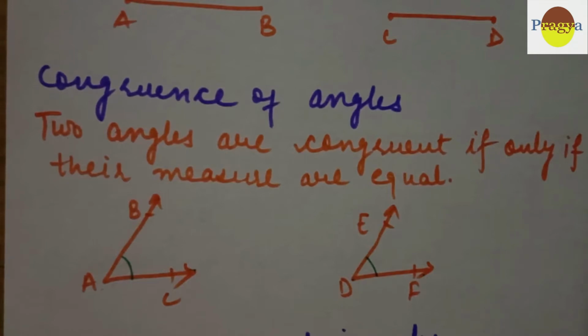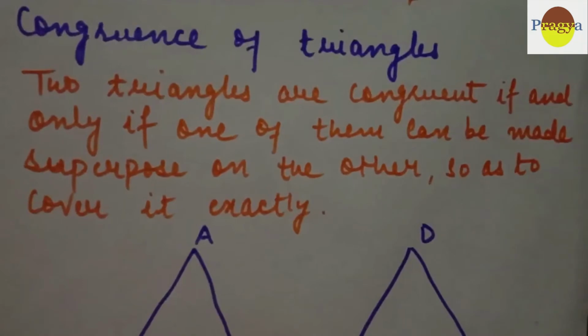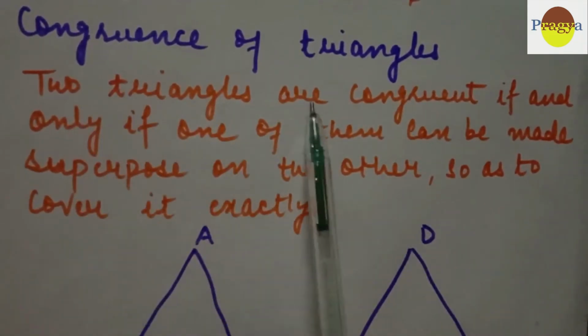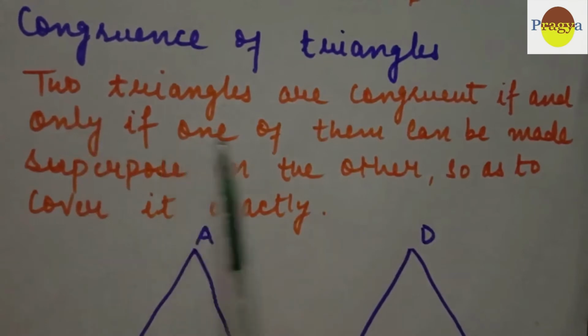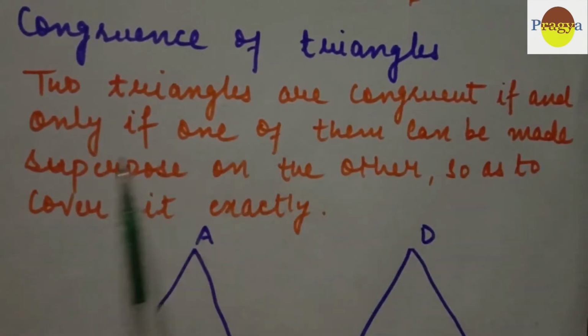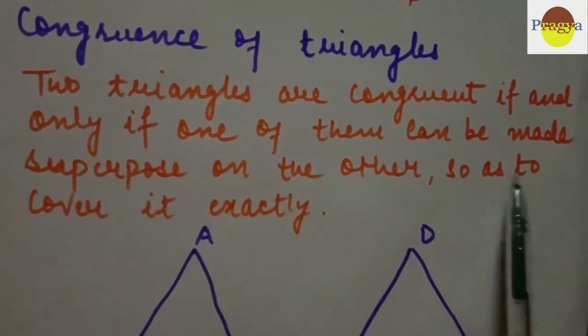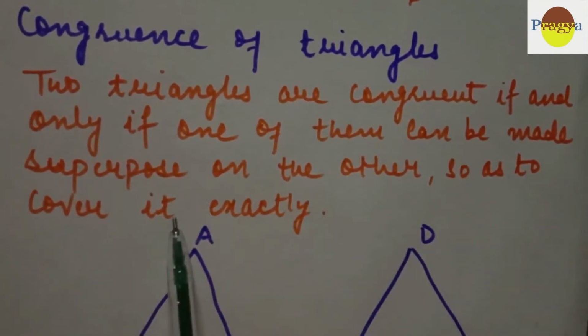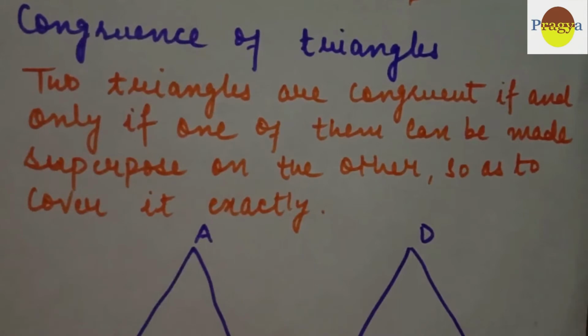Now we will switch to the congruency of triangles. Two triangles are congruent if and only if one of them can be made to superpose on the other so as to cover it exactly. It means if we want to prove that two triangles are congruent, it is only possible when these two triangles are superimposed on each other. In another way, they have to cover each other exactly.